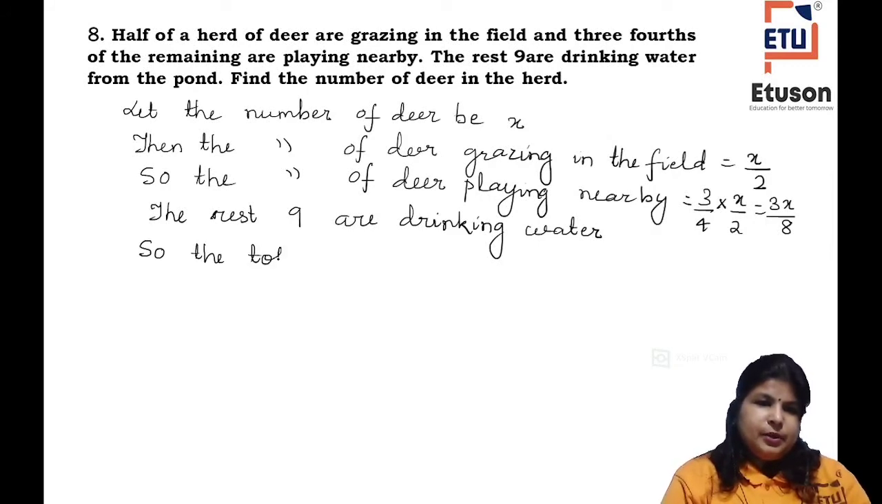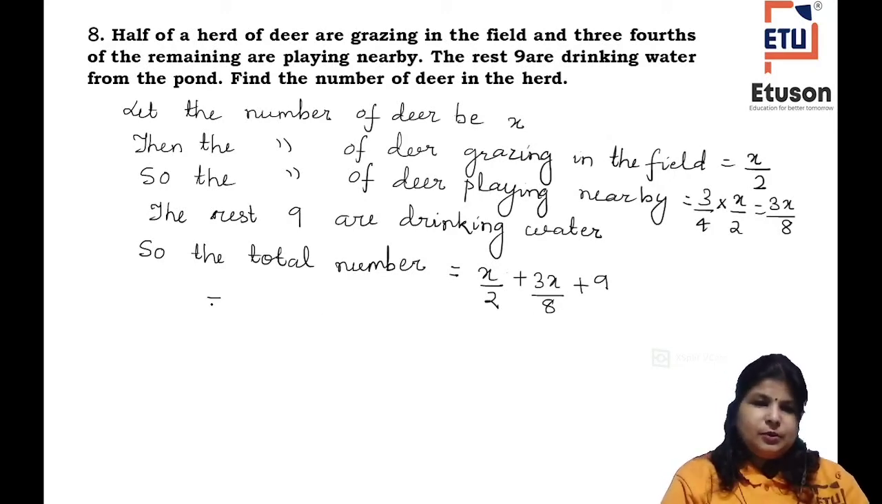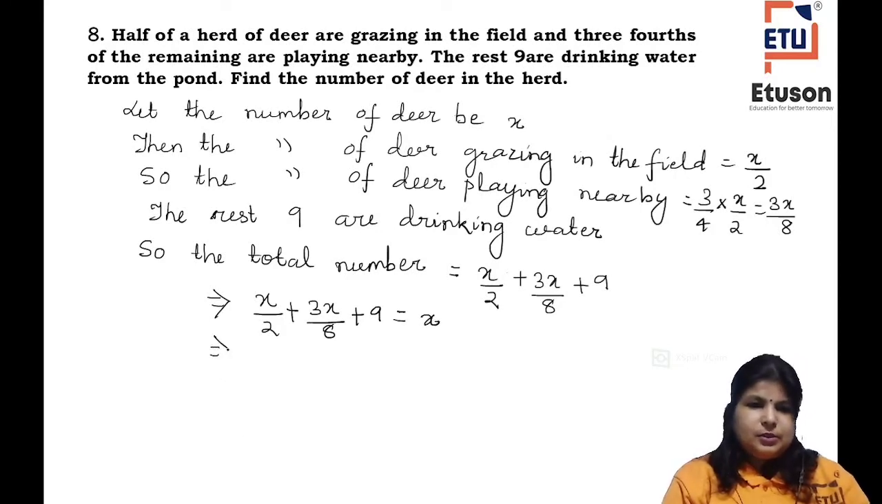So the total number of deer in the herd is equal to how much? X by 2, that is the number of deer grazing, plus the number of deer playing 3x by 8, plus the number of deer drinking 9. So that is equal to how much? That is equal to x. So now your equation is ready to solve. So let us solve this equation.